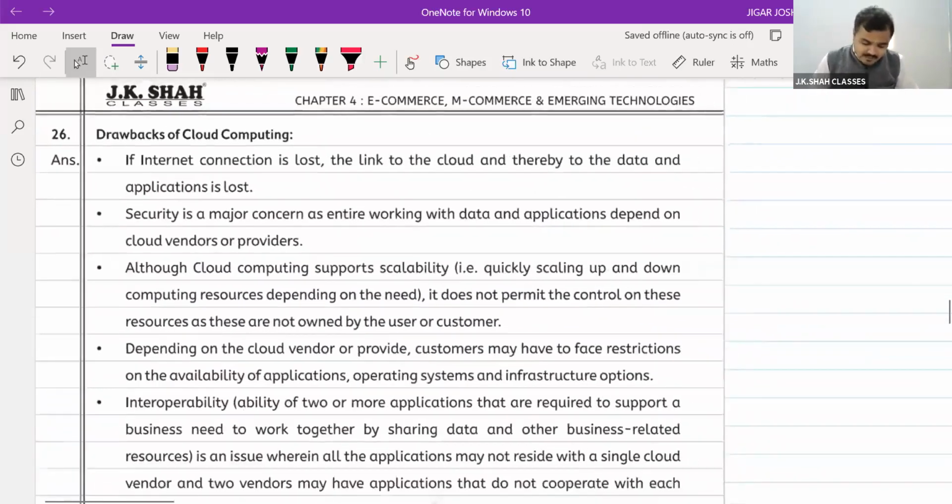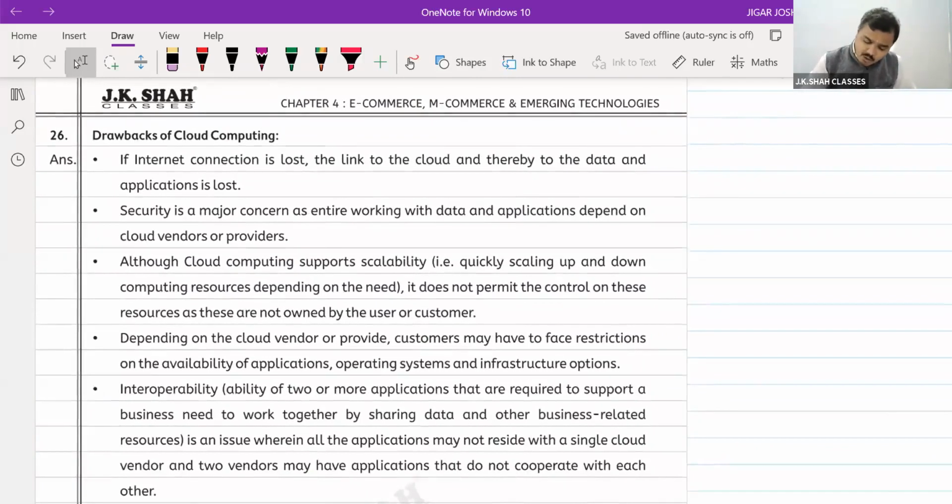Now I want every charter to give their 100% attention to drawbacks also. Please concentrate. Tell me, I said data can be shared between two or more computers. Yes or no? Yes, sir. With the internet, yes, sir. So if the internet is lost, connection is lost, everything will be stopped. Yes, sir. What is the first drawback which we have, sir?